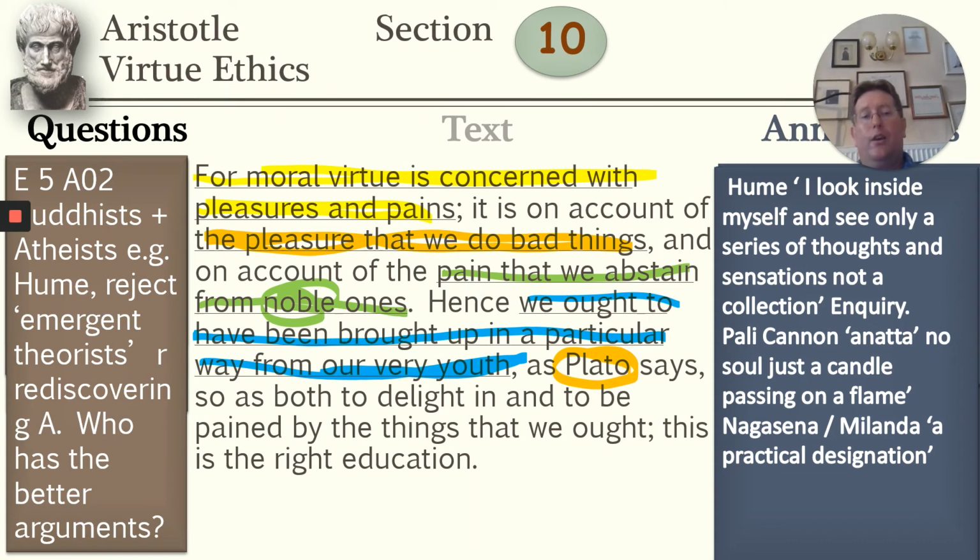Later in the Questions of King Milinda, the monk Nagasena describes himself when asked, if I kill you, who do I kill? He says, well, the name Nagasena is just a practical designation, like a chariot. The parts of the chariot are not the chariot. The word chariot is a practical designation. There is no such thing as chariot.